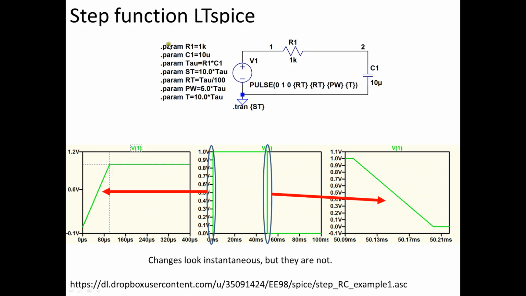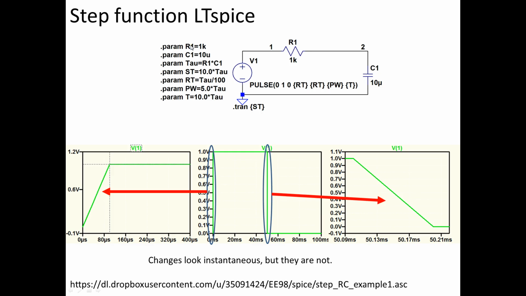So if I do this step function in LTspice, here we have the file that you can download for an example. I have a pulse that goes from 0 to 1 volt with a 0 delay with a variable rise time. The fall time is set to rise time as well. And this is the pulse width, and that's the period.